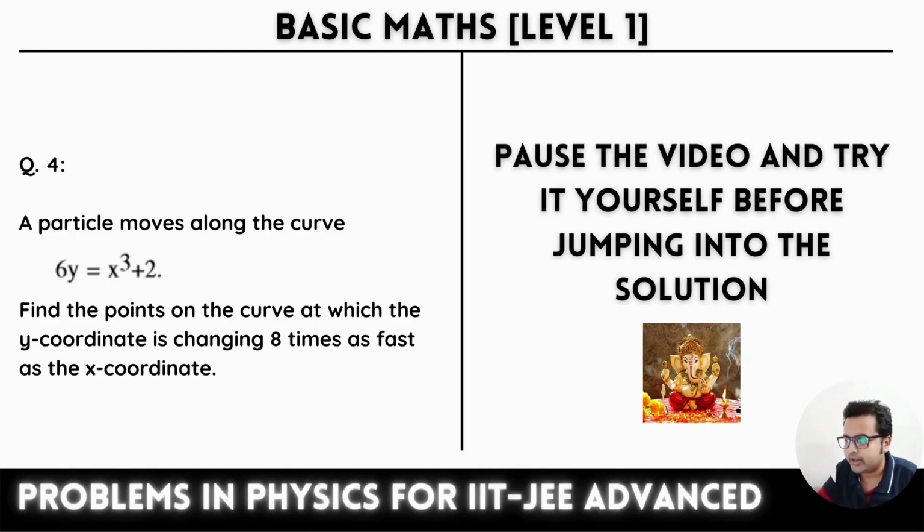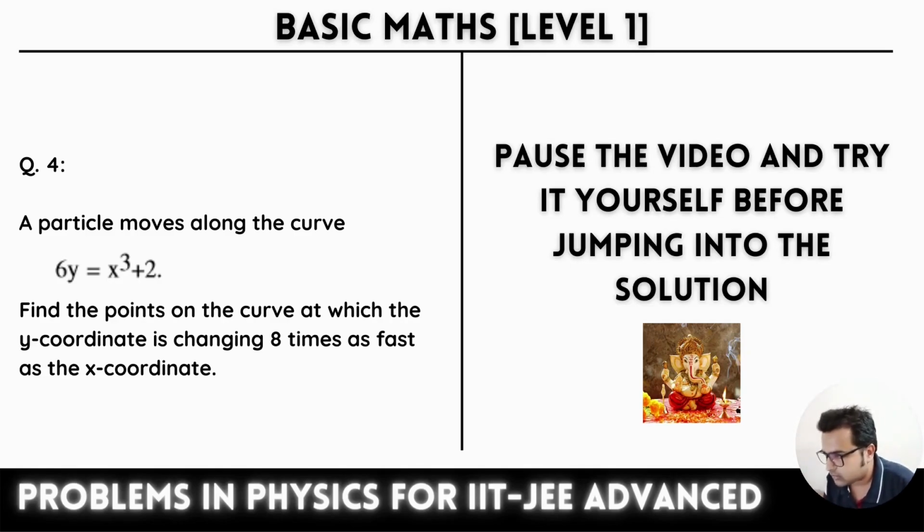So it is containing two variables, y and x, because it is an xy plane. So it is representing a curve. Curve, we can say that it is a path. Okay, so a particle is moving along this path. Find the points on the curve at which the y coordinate is changing 8 times as fast as the x coordinate.